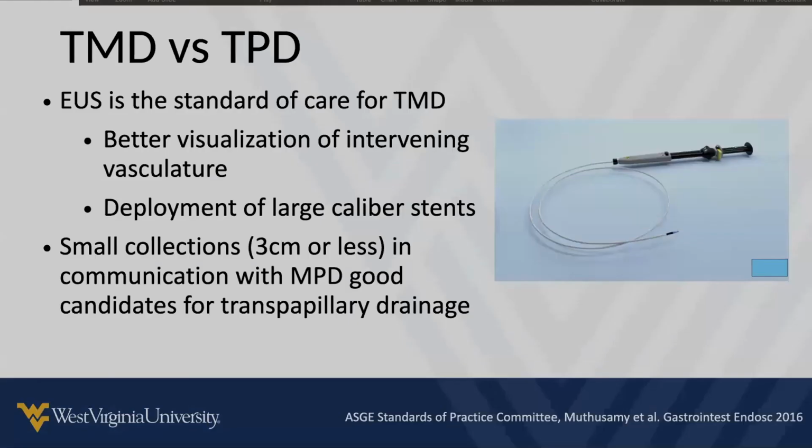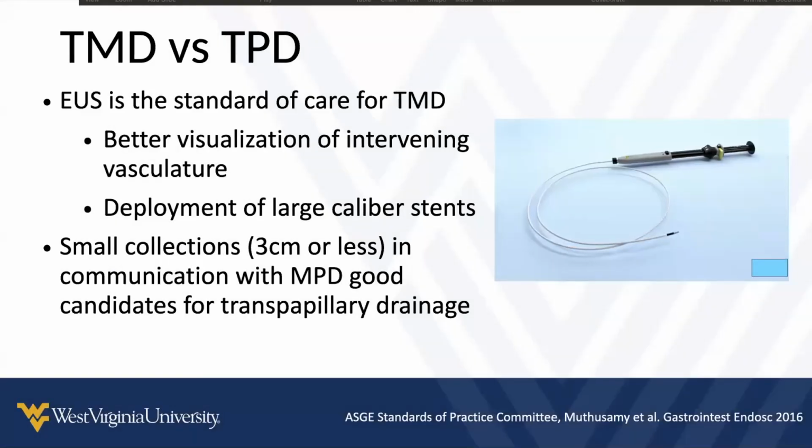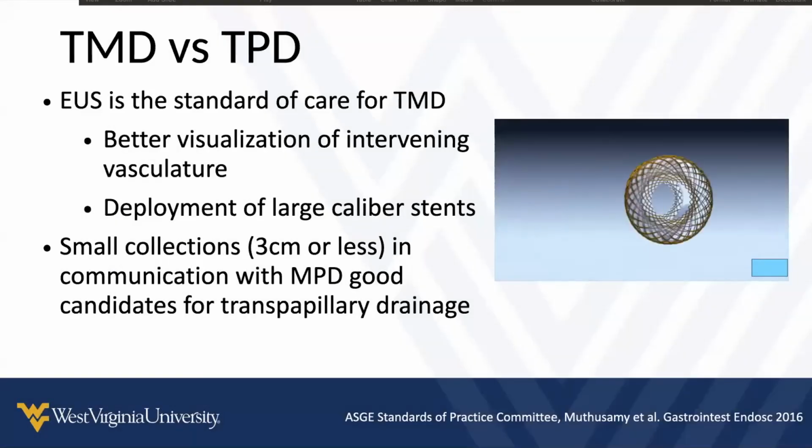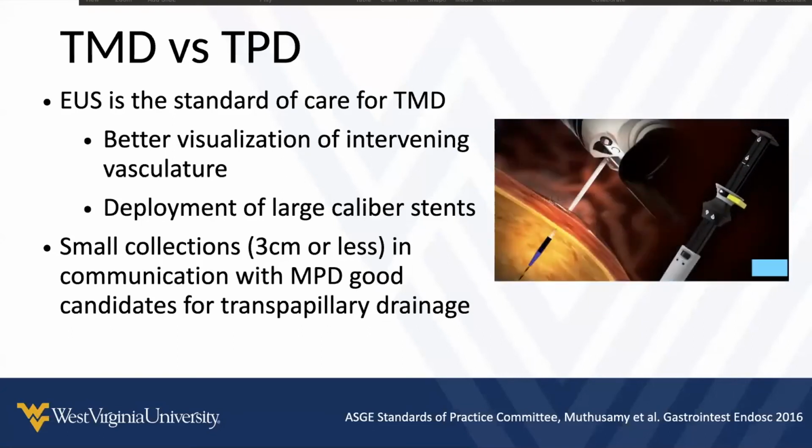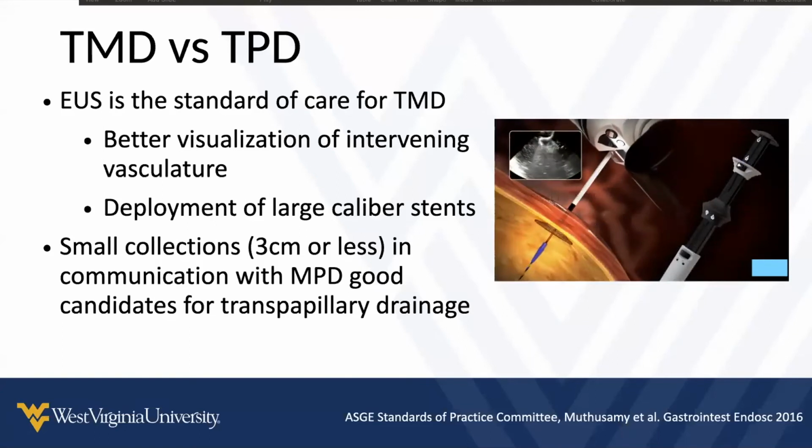And so what about transmural drainage versus transpapillary drainage? Well, as we said, EUS is really the standard of care for transmural drainage because we can better visualize intervening vasculature, and we can also deploy larger caliber stents, as shown in this animation, where you can see a distal flange is deployed under sonographic guidance, and a proximal flange is deployed under endoscopic guidance. This can allow for larger caliber interventions into these cavities. Now, for smaller collections that communicate with the main pancreatic duct, transpapillary drainage may be beneficial.